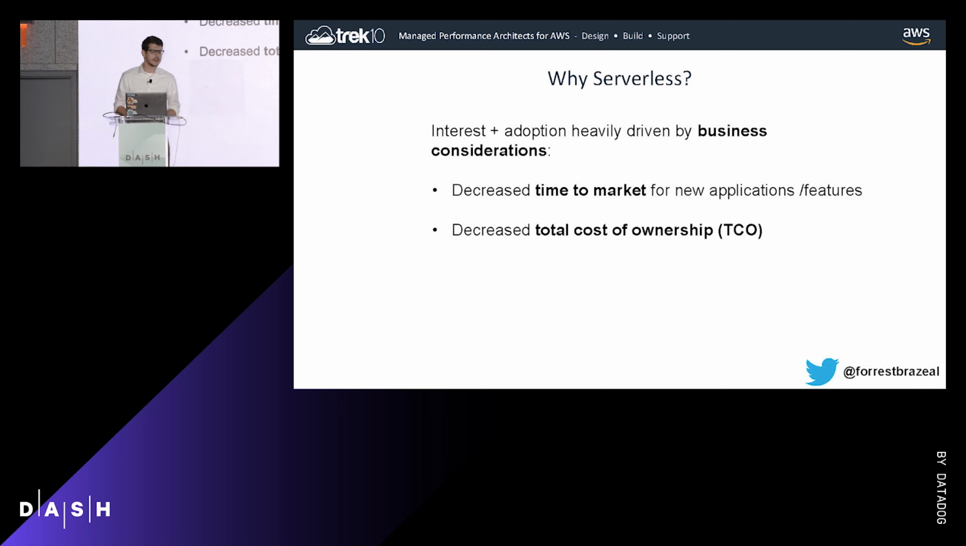And then the other thing is decreased total cost of ownership, or TCO. You may have heard that referred to in the context of infrastructure spend. I'm spending X amount of dollars on EC2 right now.